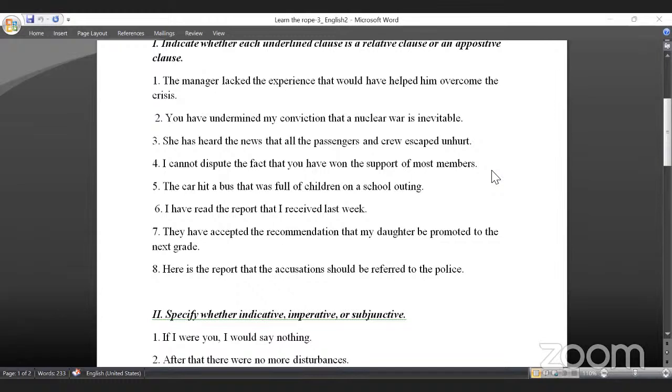Now, this "all the passengers and crew escaped unhurt" refers to what? News. That is the news. What is the news? That all the passengers and crew escaped unhurt. So you take that out and you can have two separate sentences, with one of them referring to the other. So this is an example of what? An appositive clause, right, Devashri? You're right. This is an example of an appositive clause.